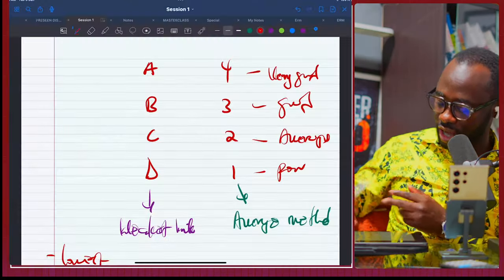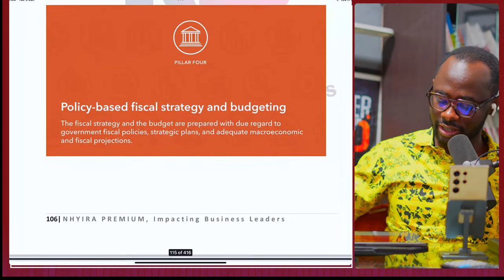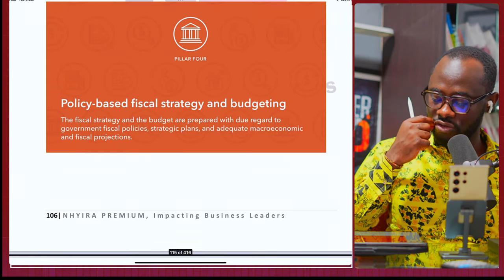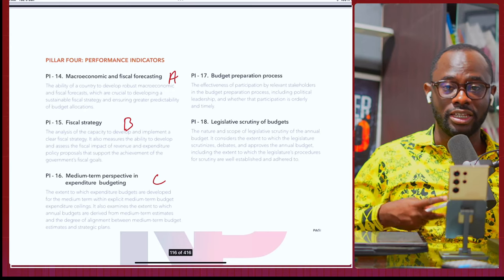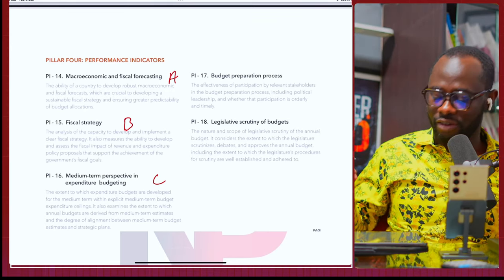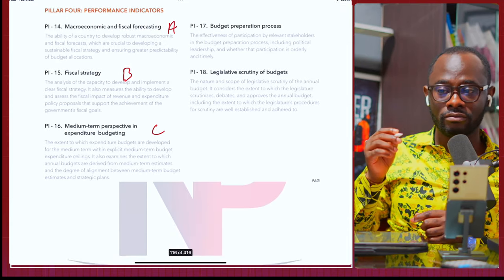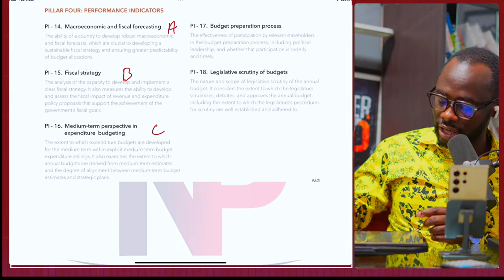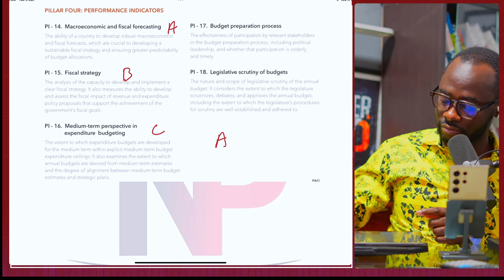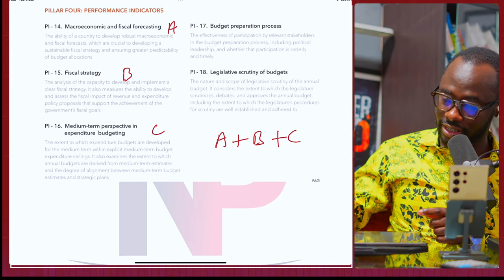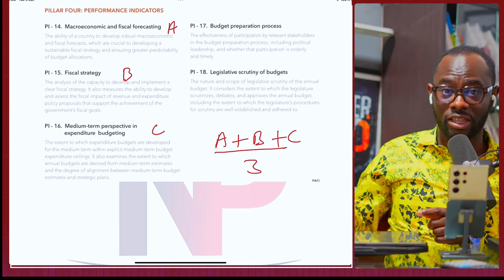Okay, what was I saying? I was talking about the average method. So in the average method, let's say we are looking at policy-based fiscal strategy and budgeting. Under that, there are three indicators that we are looking at: A, B, and C. So what do we do? We will do A, and we are using the average method. So we'll do A plus B plus C over 3, because there are 3 items.